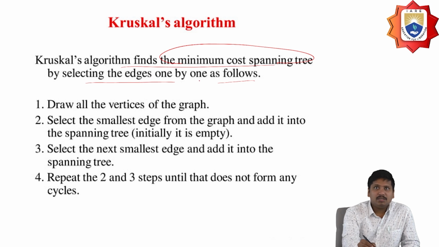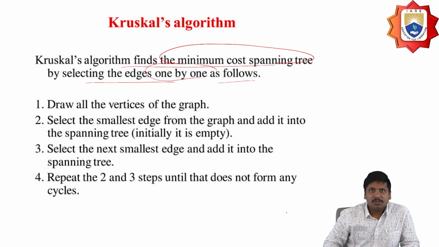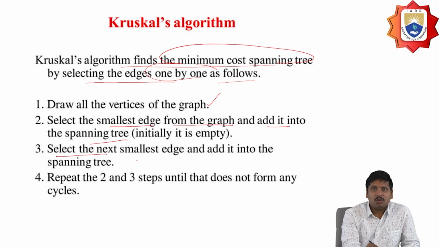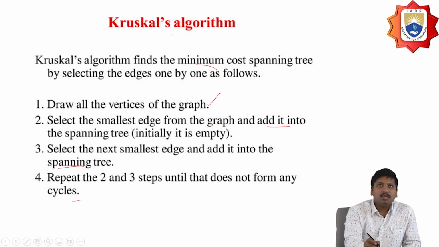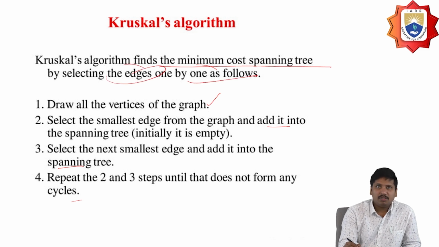First, draw all the vertices of the graph, and then select the smallest edge from the graph and add it to the spanning tree. Initially it should be empty. The next step is to select the smallest edge and add it to the spanning tree, and then repeat steps 2 and 3 until it does not form a cycle. So Kruskal's algorithm finds the minimum cost spanning tree by selecting the edges one by one as follows.